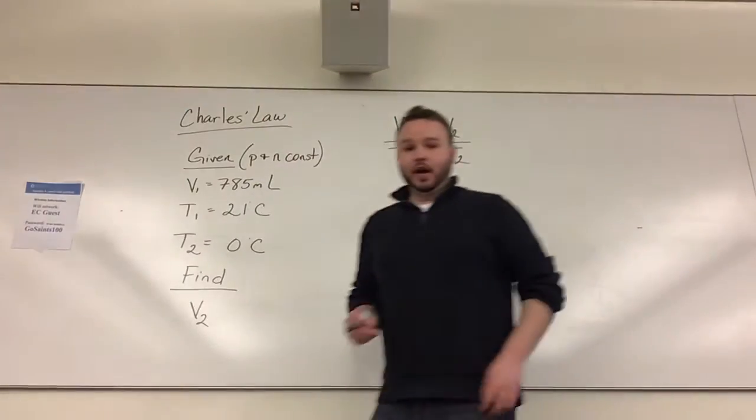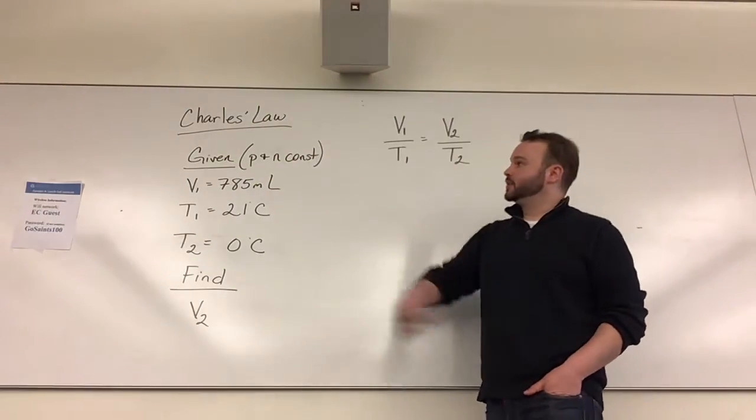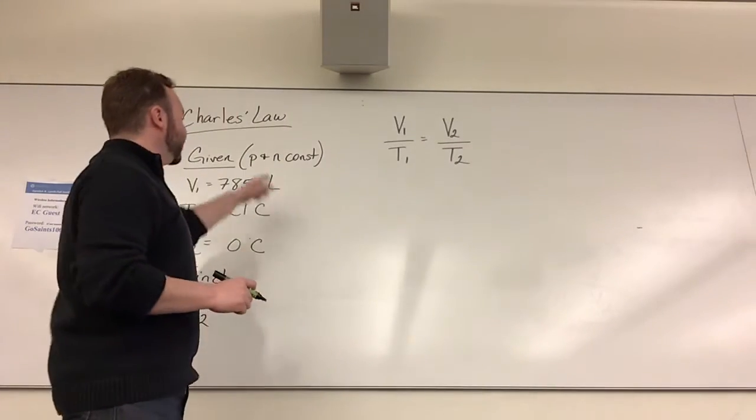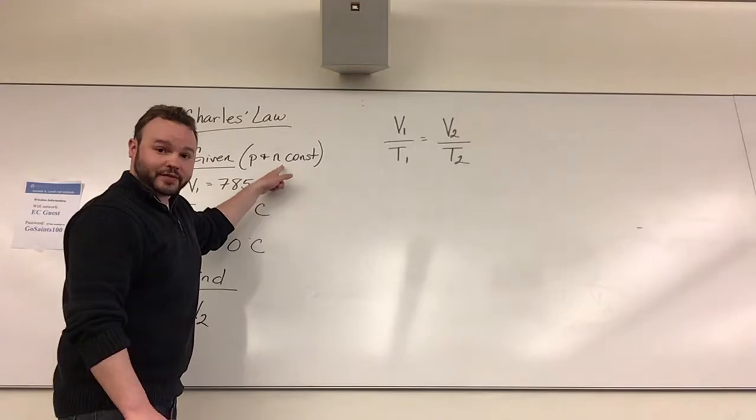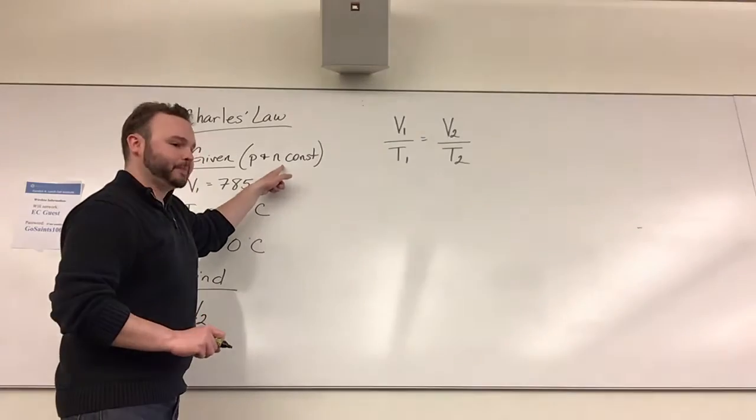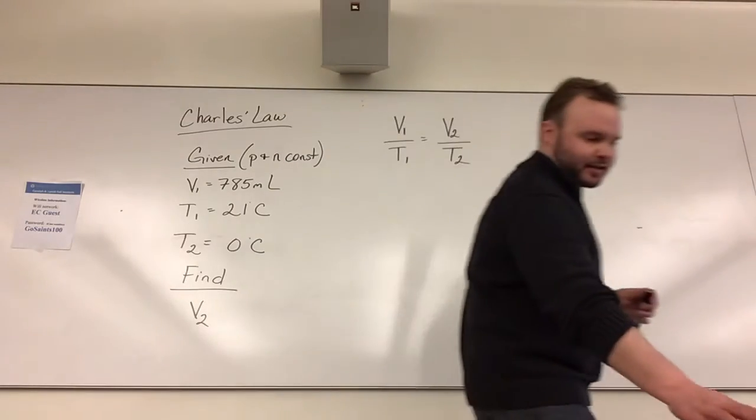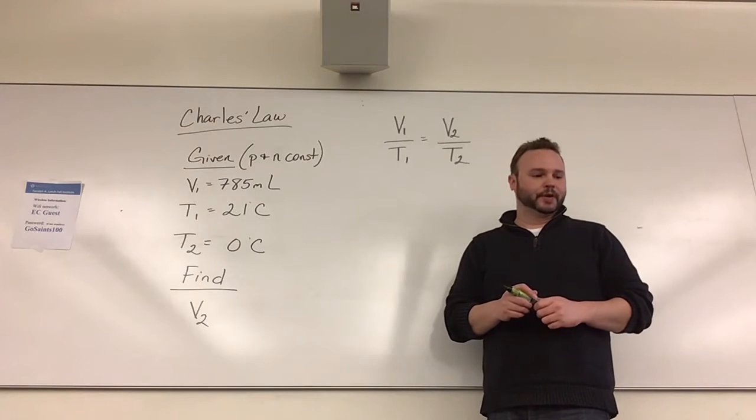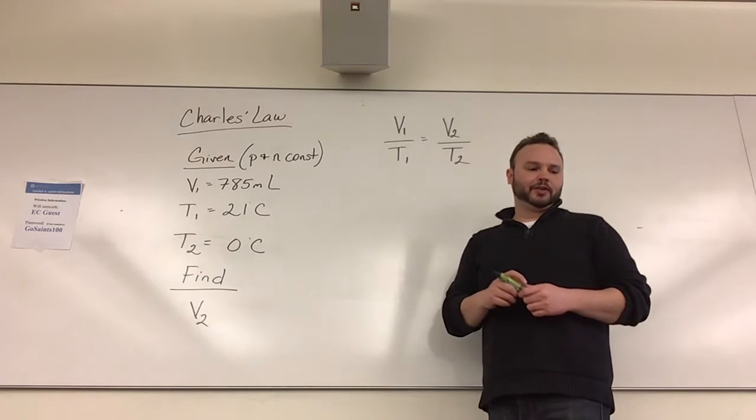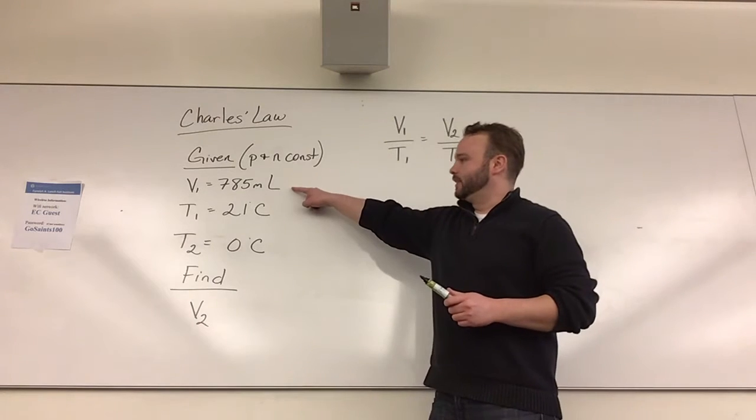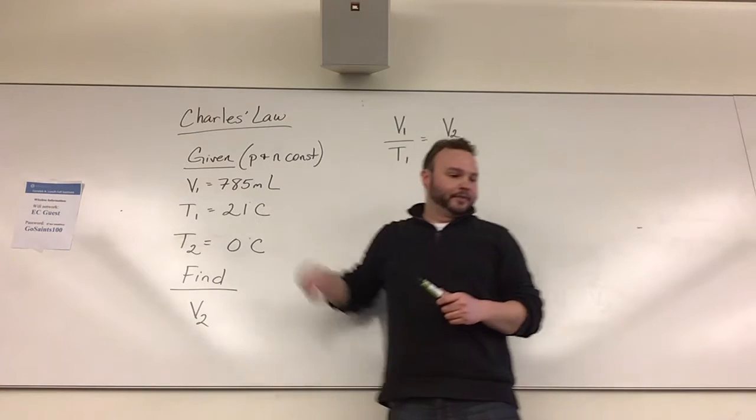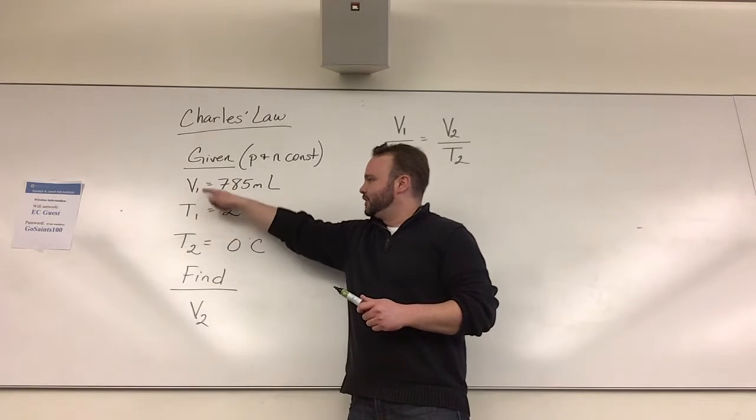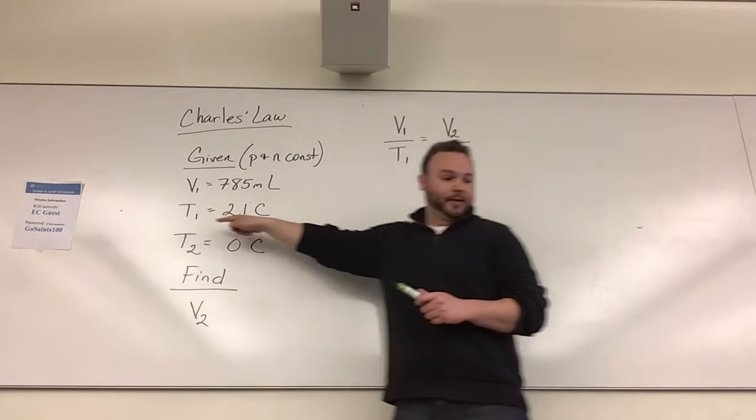Hi everyone, so we're moving on to 8.3, which is going to be Charles' Law, which relates temperature and volume as long as we keep the pressure and the number of moles of gas constant, right? So the question that I want to go over is the one asking about a balloon. It says a balloon has a volume of 785 milliliters, so that's my volume 1. It's at a temperature of 21 degrees Celsius, so that's my condition 1. Both get the subscript 1.